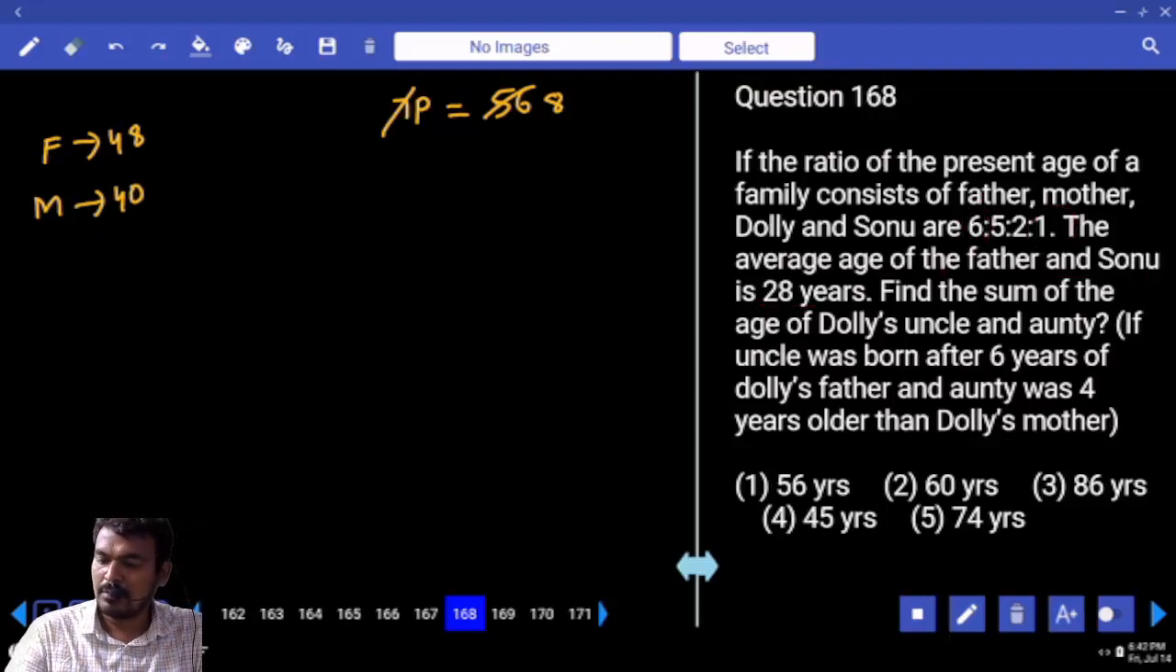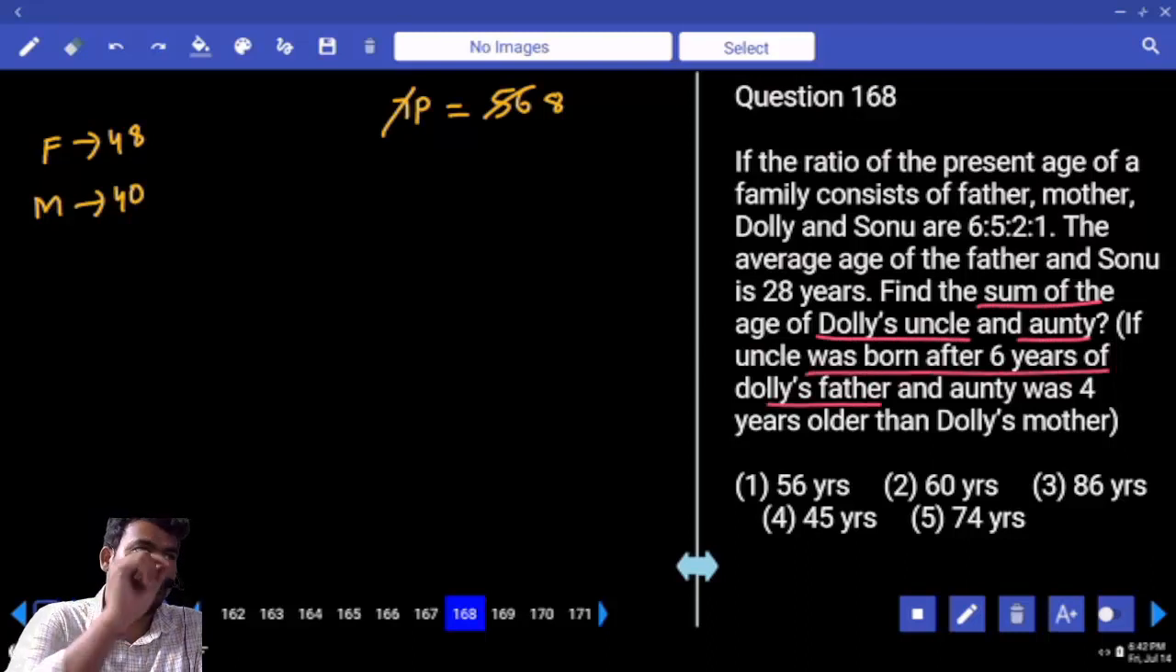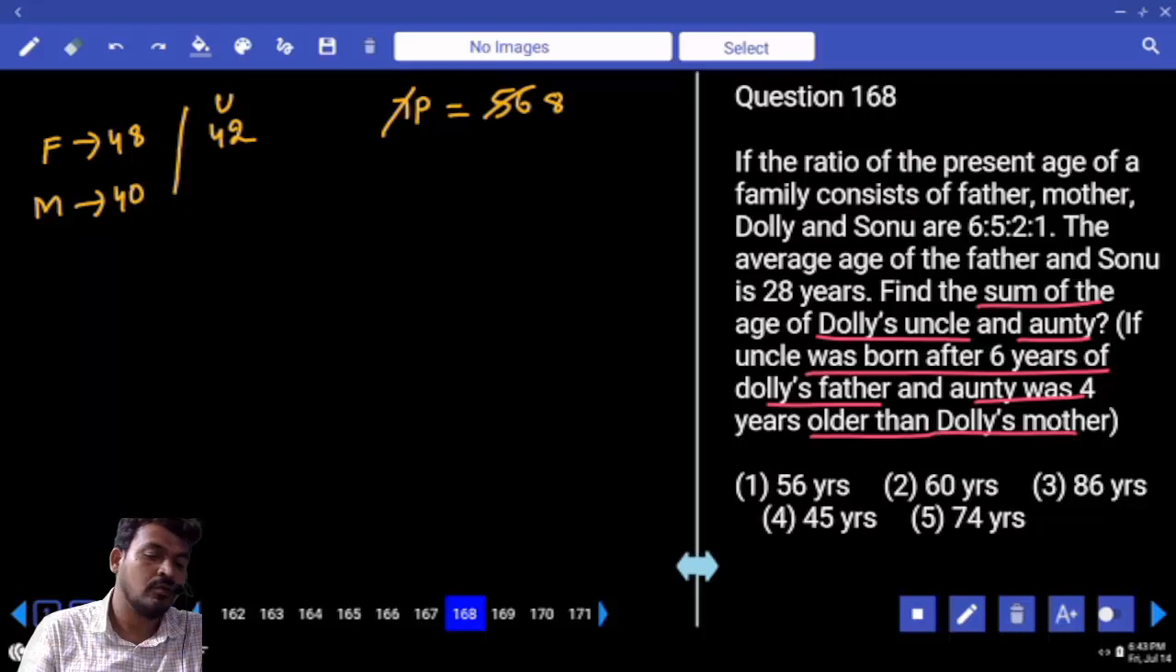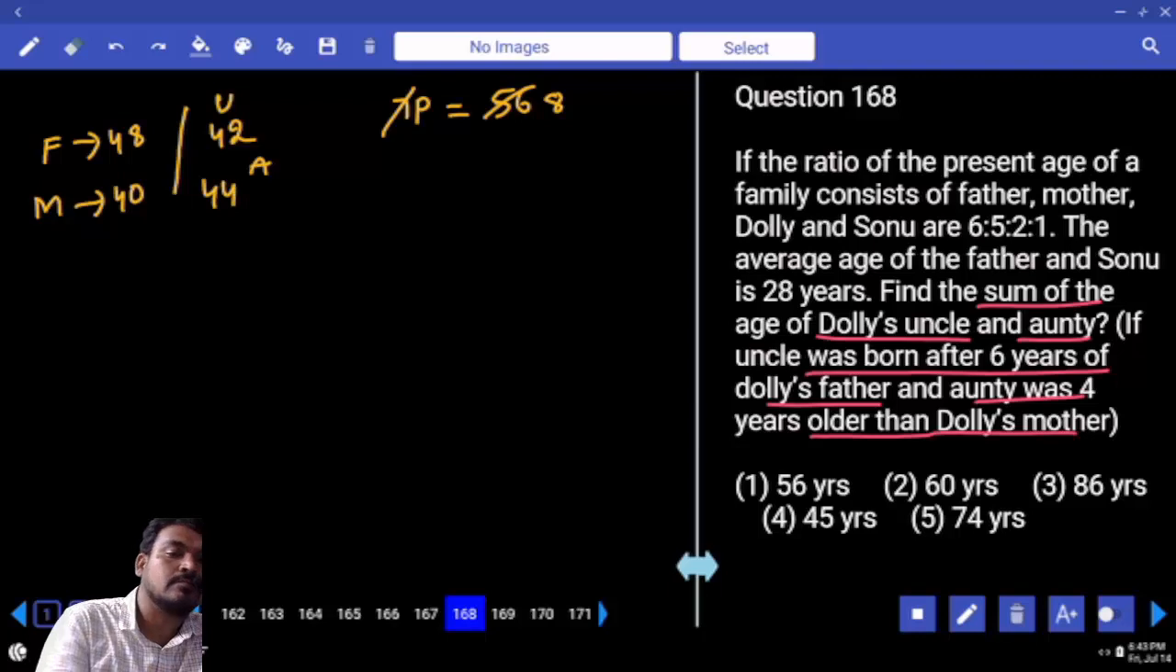What is the question here? Sum of the ages of Dolly's uncle and auntie. Uncle was born 6 years after Dolly's father, so one is the father, another is the uncle. What is the age difference? 6 years. So the uncle's age is how many years? 42. Next, compared to the mother, the auntie is how many years older? 4 years. So the auntie will be 44. But we require the sum of the ages of uncle and auntie. What is the answer? 86.